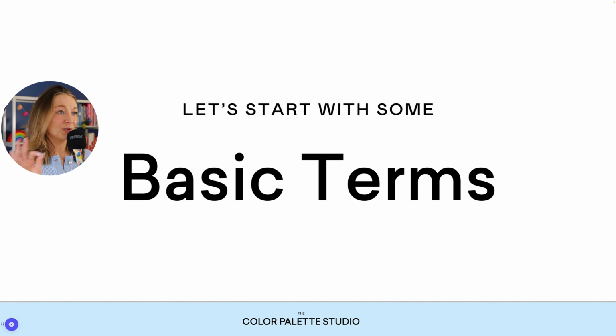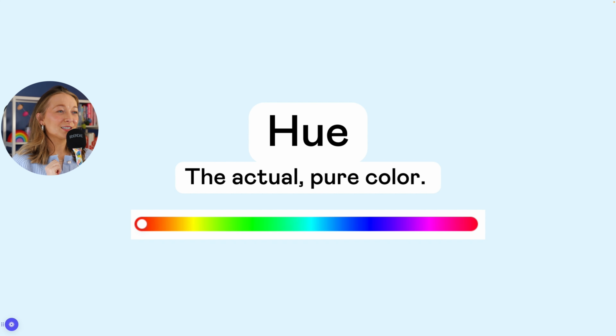So let's dive in. We're going to get started with some basic terminology. These are like your color palette vocab words. The first word we're going to talk about is hue. This is a very important word. A hue literally means the actual pure form of the color. So this can be very simple, like red or yellow or green.